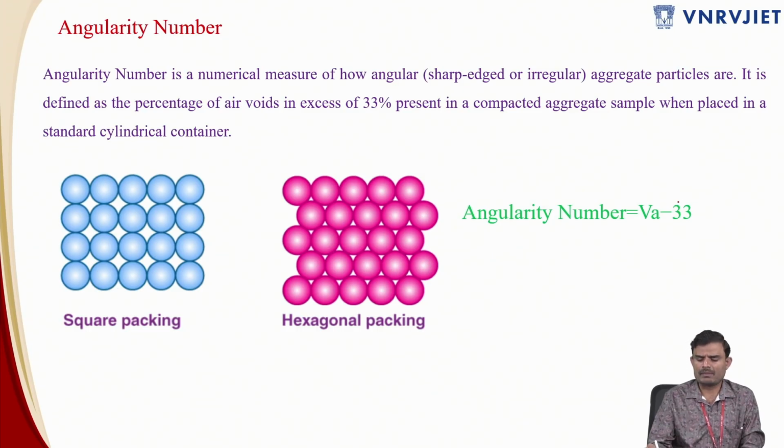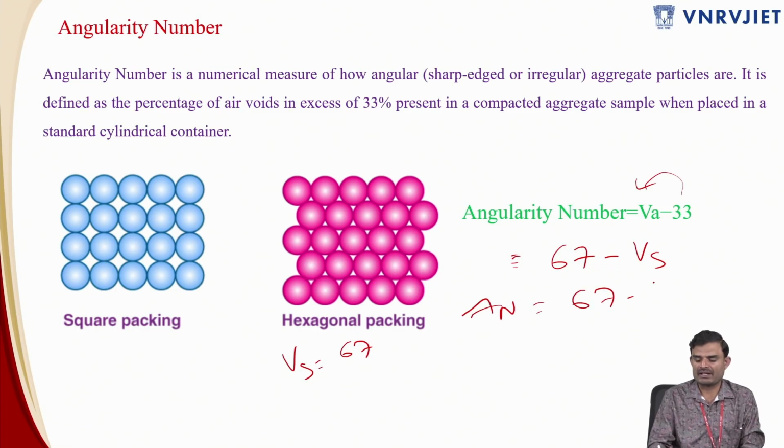I repeat, the angularity number is nothing but the void ratio in excess of 33%. In this case the void ratio is 33%, meaning the solids volume is 67%. So you can also say that it is the solids volume deficient to 67%. That is 67 minus the existing solids volume. If it is less than this, then we get something, and that is also an angularity number.